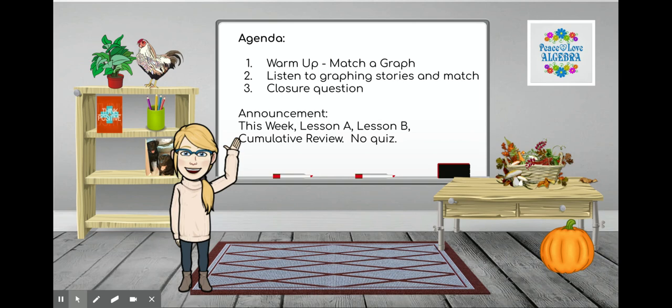We are going to be listening to more graphing stories today and doing a lot of matching, and then I'll have a closure question. An announcement: this week you're going to have a lesson A and a lesson B. Both are lessons. You'll have your cumulative review, and this week there's no quiz or test.